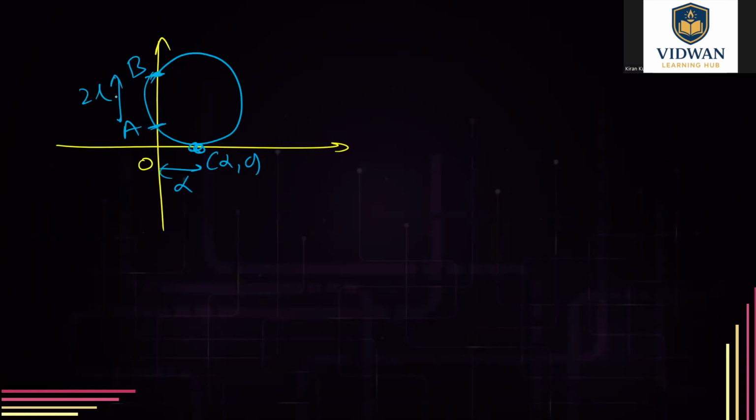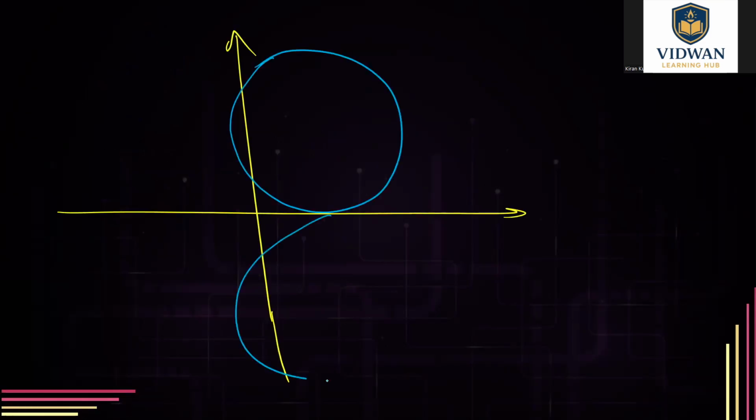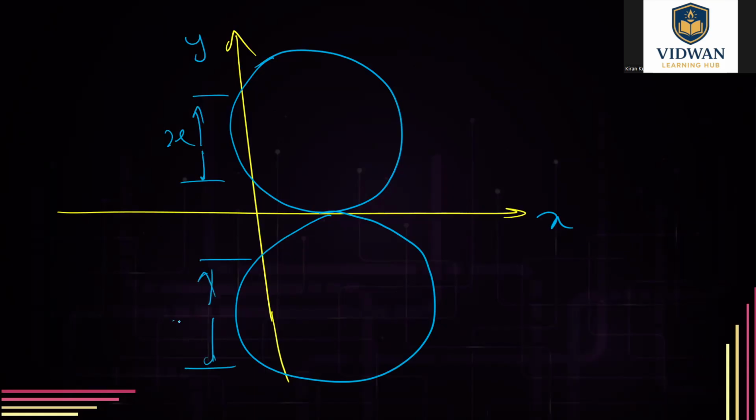But I didn't say that it's touching positive x-axis. So it can touch even negative x-axis also. And I didn't mention that the intercept cut off on y-axis is above the origin. It can cut it below origin also. So if I take below origin, I'll get one more circle. I'll just draw a little bit bigger diagram. So this is another possibility. It can either cut above or below. And this length is 12. This length is 12. And this distance is alpha. So this point is alpha comma 0. So this is one situation where it is touching right side.